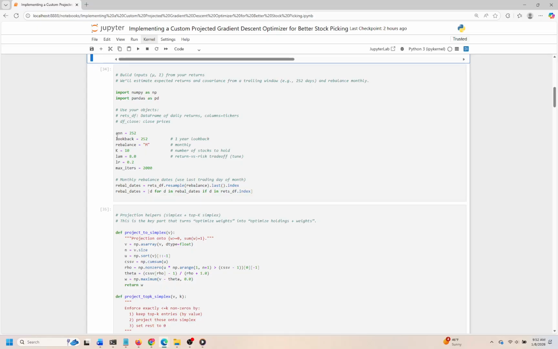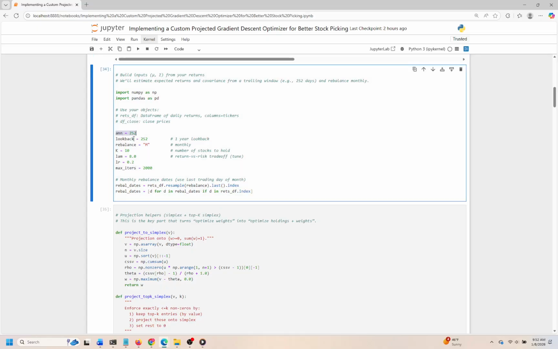We begin by defining a few key parameters. Firstly, we're establishing our look-back period at 252 days, which represents roughly a full trading year.